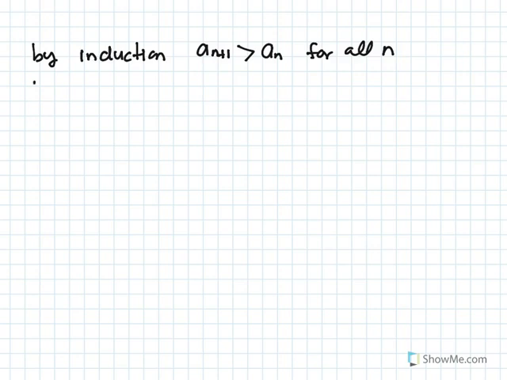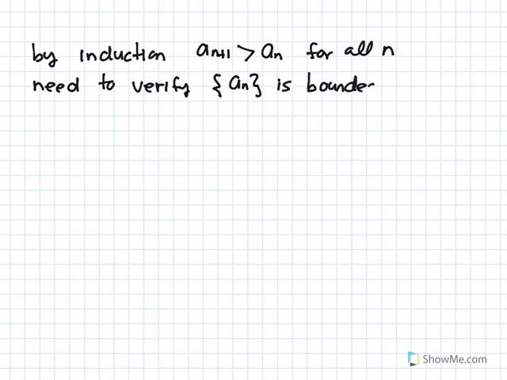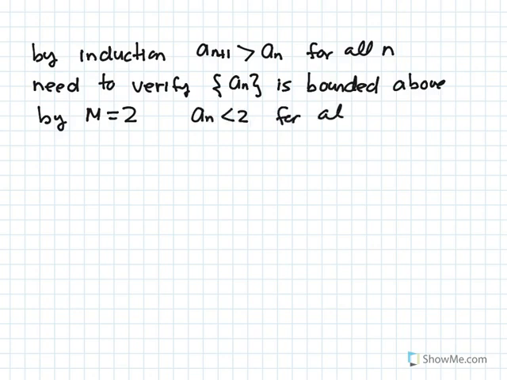Now we need to verify that the sequence a_n is bounded above by m equals 2. That is, we want to prove that a_n is less than 2 for all n larger or equal to 1. All right, we've already proven that a_n is increasing.